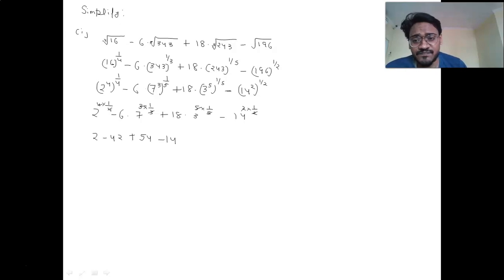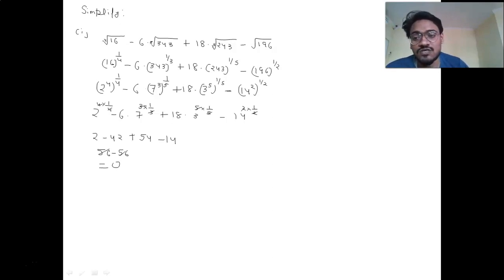Let me add these two. 54 plus 2 is going to be 56, positive positive. And minus 42 and minus 14, if I add these two, I'll get minus 56. So plus 56 and minus 56 are going to cancel out, and in the answer I'll get 0.